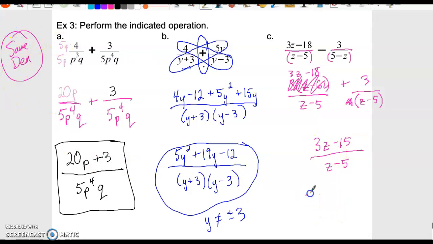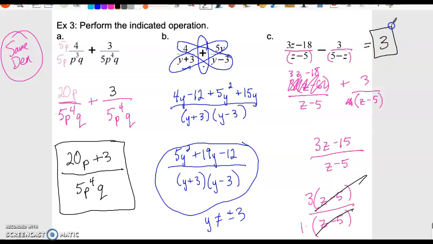Well, now you could factor out in the numerator there. And the reason why I would do that is now with multiplication, because don't forget you could multiply the denominator by 1, we could cancel out the z minus 5s. So this problem that we started that was really, really ugly just simplifies to be exactly 3. 3 divided by 1 is 3.